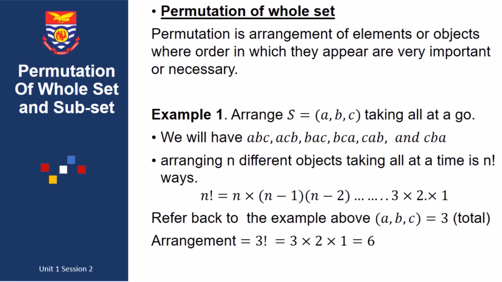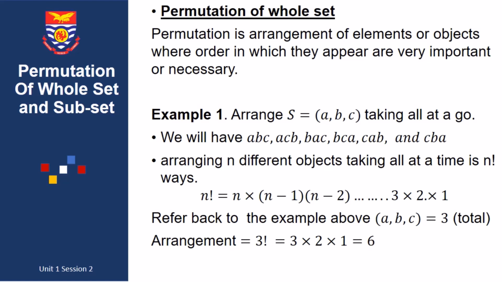Permutation. When you talk about permutation, what does it mean? Permutation is just an arrangement of elements or objects where the order in which they appear is very important or very necessary. Yes, the order in which the arrangement appears is very important. Maybe with an example, you're able to get the concept clear.